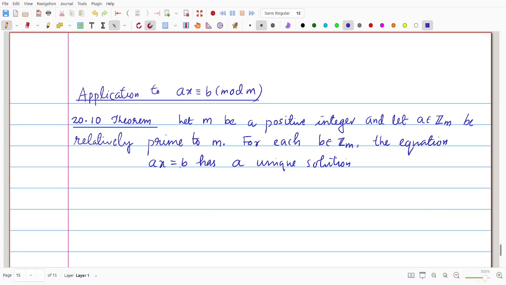Next we discuss the application to this equation Ax congruent to B mod M. This is a consequence of Euler's and Fermat's theorem. We can easily prove this theorem.